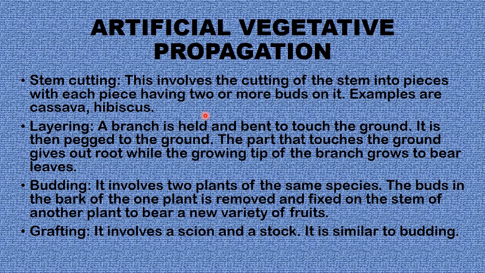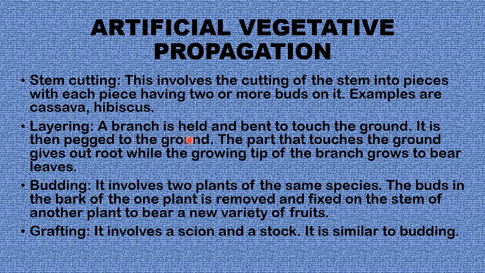Now, we also have artificial vegetative propagation. Examples of artificial vegetative propagation are stem cutting, layering, budding, and grafting. Stem cutting involves the cutting of the stem into pieces, with each piece having two or more buds on it, which are planted. Examples are cassava and hibiscus.